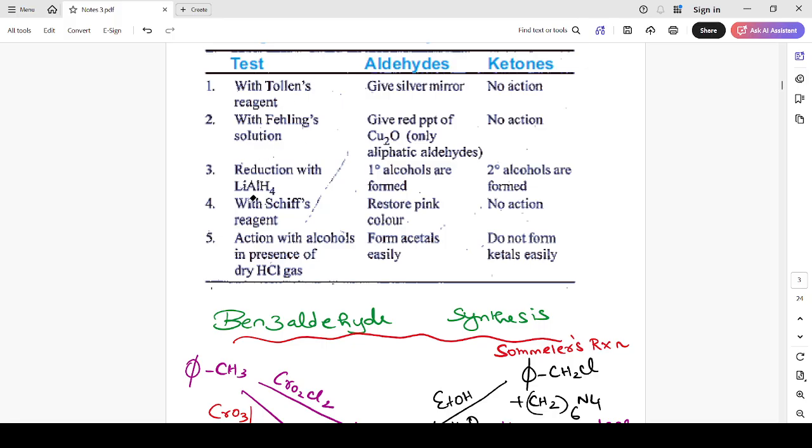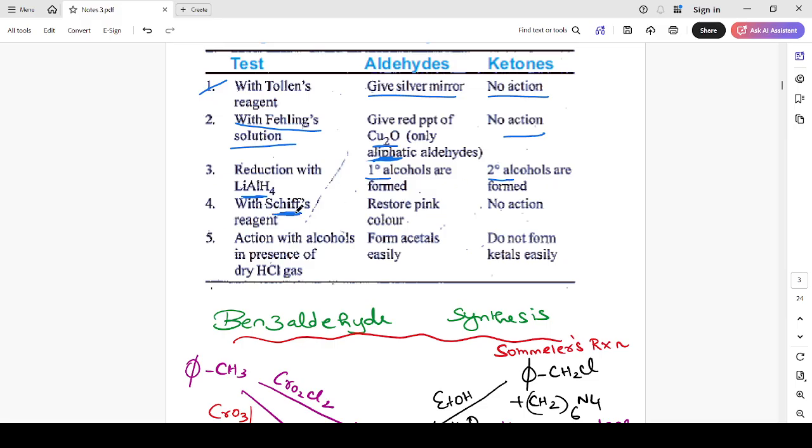So these are the tests that we have seen already for aldehydes and ketones. With Tollens reagent, aldehydes give a silver mirror, while ketones do not react. With Fehling's solution, aldehydes give Cu2O, only aliphatic aldehyde. There is no reaction with ketones. And if I reduce with lithium aluminum hydride, aldehydes produce primary alcohol, while ketones give you secondary alcohol.